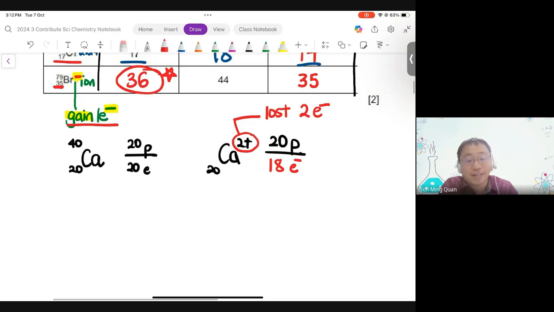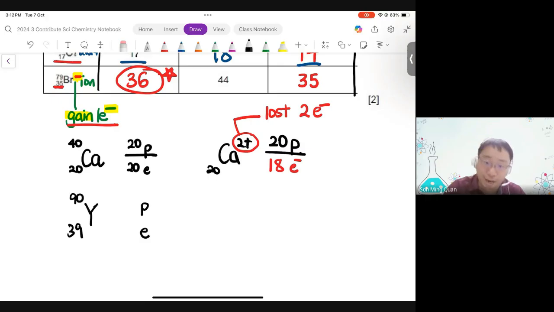Now let's go one step further. I'll give you something you've never seen before. All right, this is yttrium. Even Mr. So also doesn't know. Mr. So is Googling now. How many protons does yttrium have? 39. Okay, so this is yttrium. Never learned before, right? How many protons and how many electrons does yttrium have? I'm sure you can work it out. 39 protons, 39 electrons. Oh, and neutrons as well. How many? 90 minus 39, which is 51.